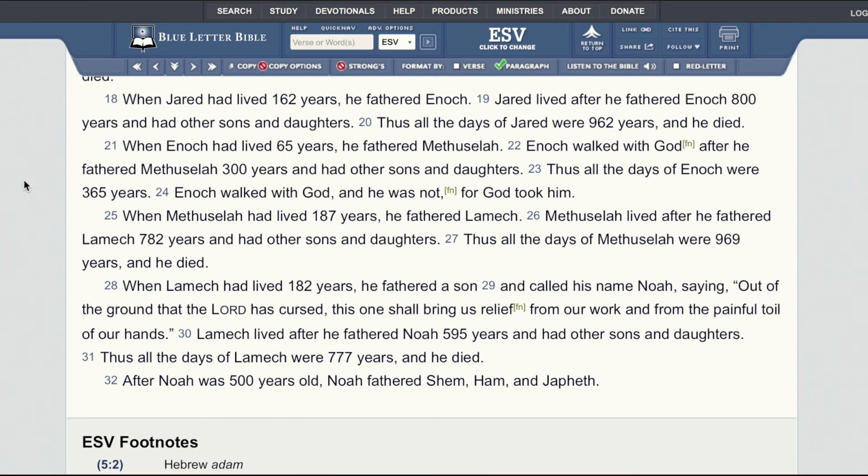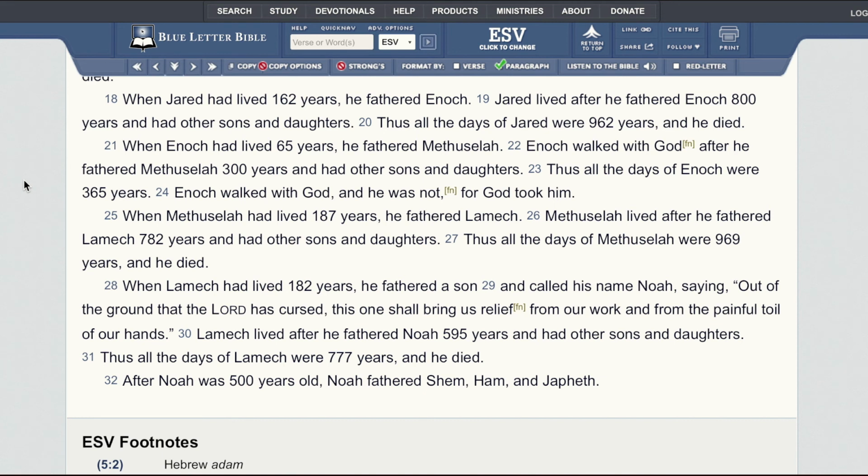When Methuselah had lived 187 years, he fathered Lamech. Methuselah lived after he fathered Lamech 782 years and had other sons and daughters. Thus all the days of Methuselah were 969 years, and he died.